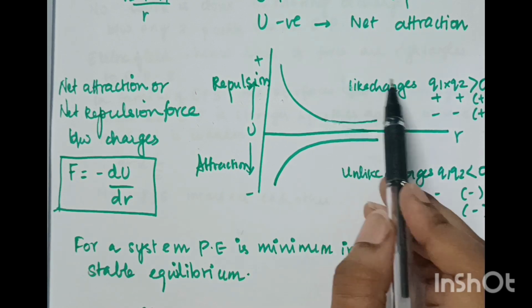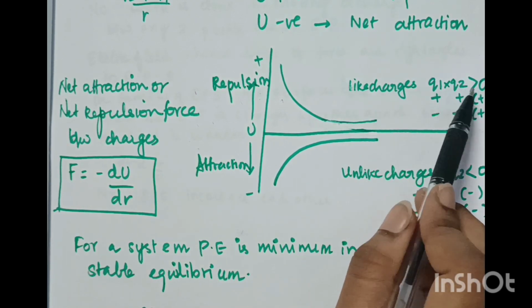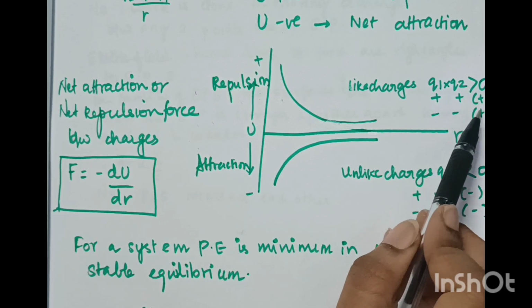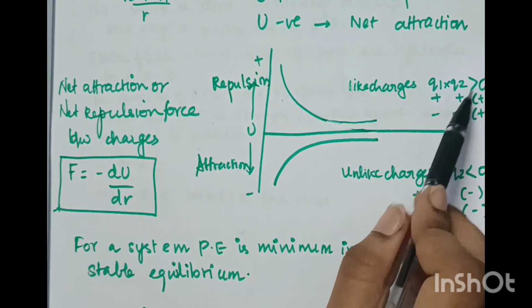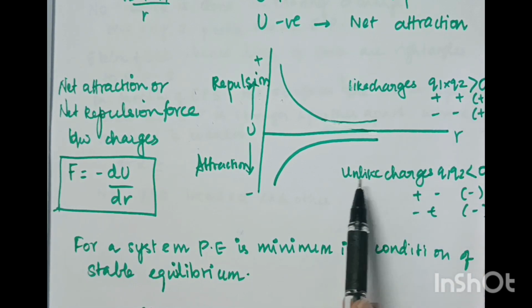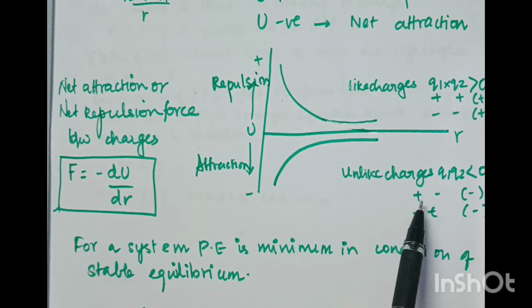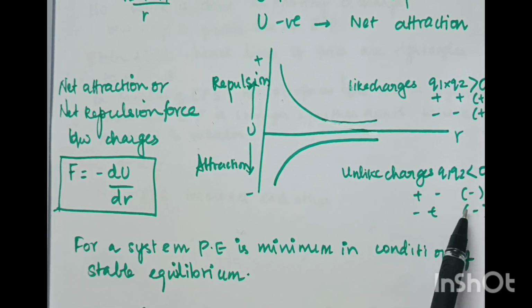We have seen for like charges, q1 q2 will be greater than 0. Why? Because positive into positive or negative into negative will result in positive. So that will be greater than 0. Similarly, if we take unlike charges, q1 q2 will be less than 0, because it is a negative value, plus into minus or minus into plus. So it is lesser than 0.